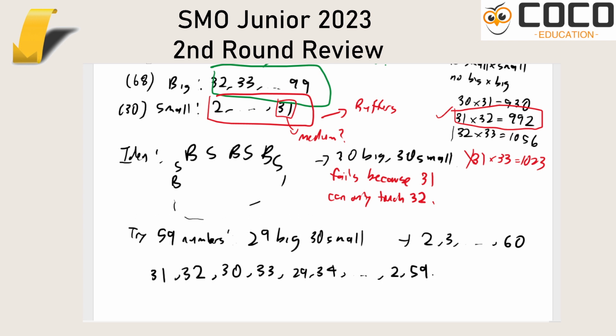So we go 2 and 59, and then wait, what's the last number? The last number, so I go 31, 32, 30, 33, 29, 34. So each pair is adding up to 63 each time. And so actually it should be 3, 60, and then a spare number of 2 because I've got one more small number.